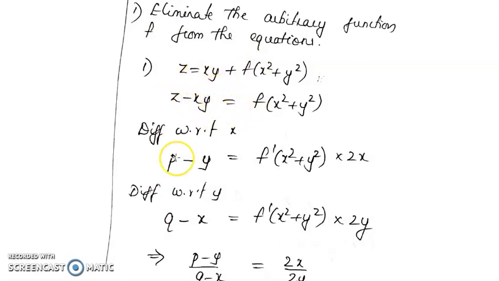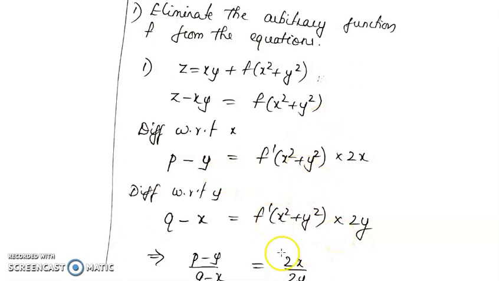So on differentiating, now I will differentiate with respect to x and y. On differentiating this with respect to x, you will get p minus y, then here you have f dash of x square plus y square into 2x by chain rule. Now similarly differentiating with respect to y, you will get q minus x, that is equal to f dash of x square plus y square into 2y.